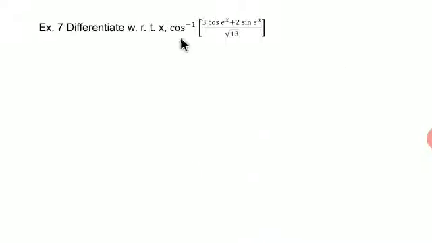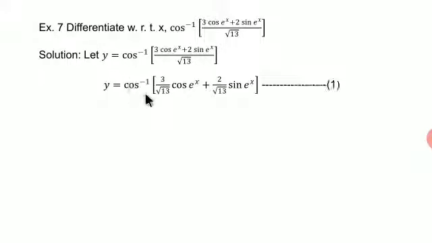Now example number 7: differentiate with respect to x cos inverse of (3 cos e^x + 2 sin e^x) divided by square root 13. Again represent the given function as y, so let y be equal to the given function. Now separate these two terms inside the bracket. So we get y is equal to cos inverse of (3 upon root 13 into cos e^x plus 2 upon root 13 into sin e^x). We call this relation number 1.